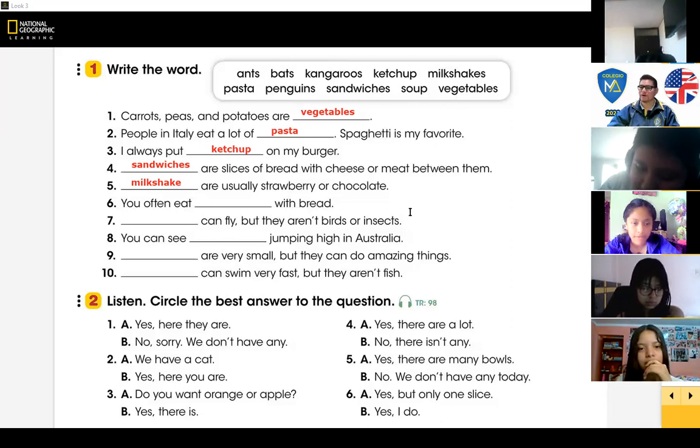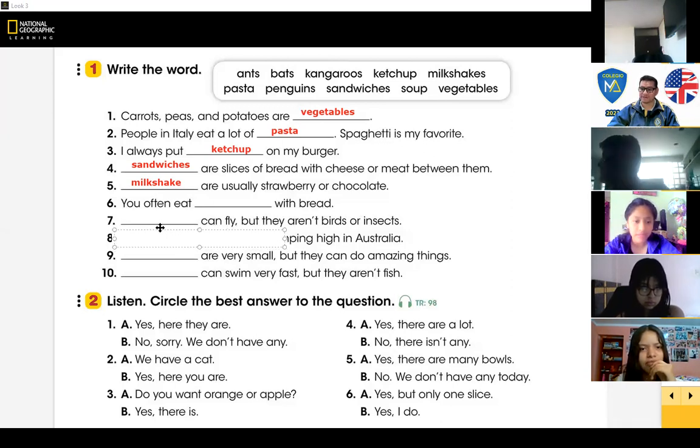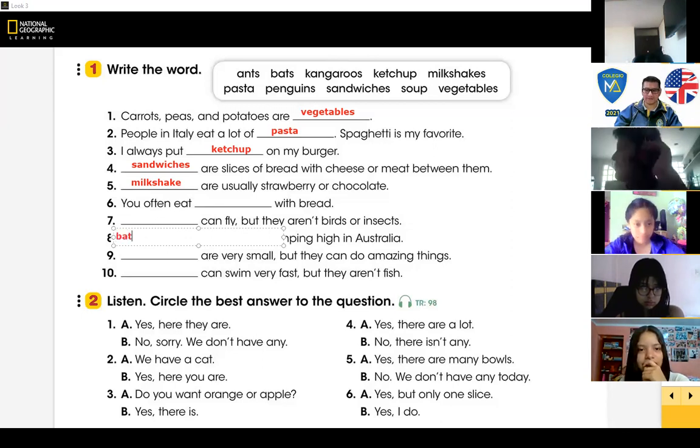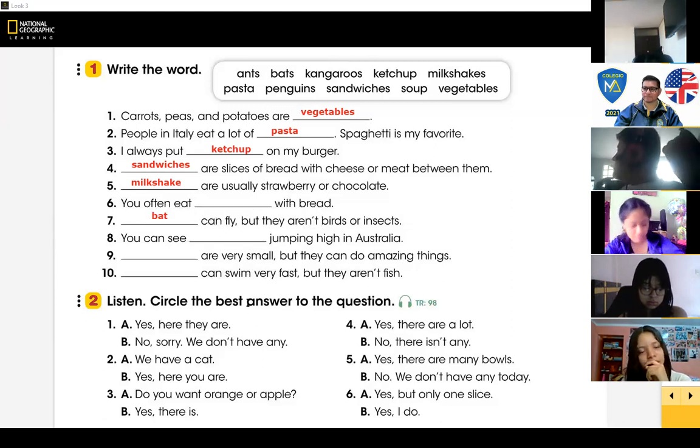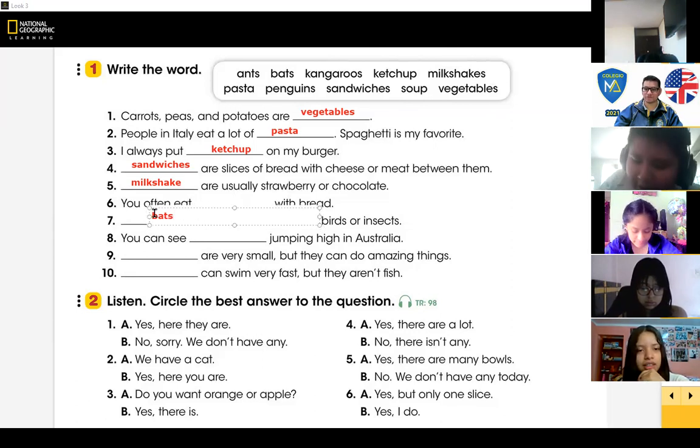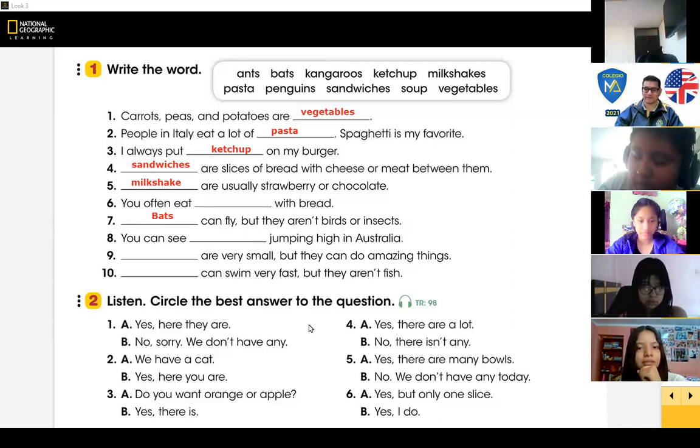Can't fly, but they aren't birds or insects. Number 7. Ants. Ants fly. Bats. Oh, bats. Right? Bat, okay. Yes, bats. Do you remember Batman? Bats. Now, number 8. You can see kangaroo. Yeah. Okay, kangaroo.